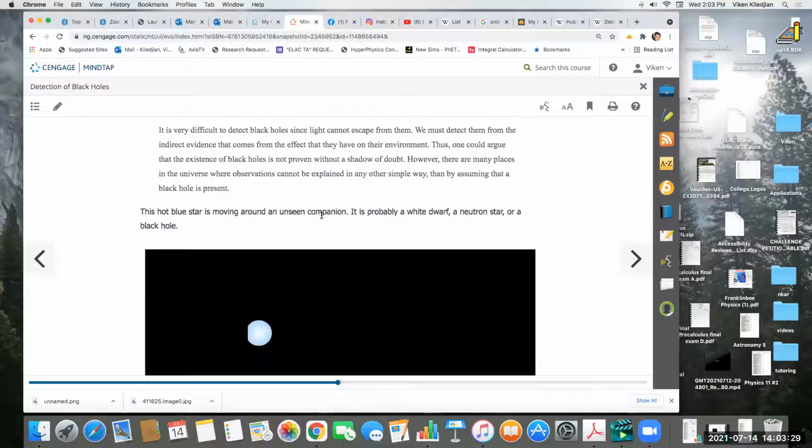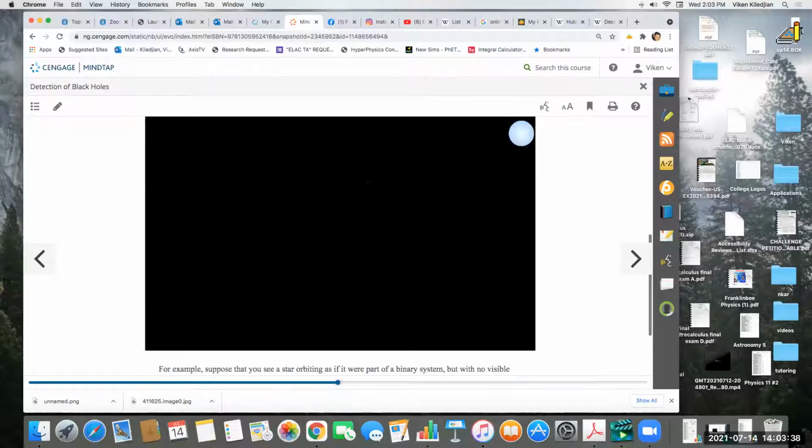This hot blue star is moving around an unseen companion. It is probably a white dwarf, a neutron star, or a black hole. So you see this companion star? Now, what is it rotating around? It might be rotating around the white dwarf, which we usually can see, but they're hard to see. Neutron stars are also very, very hard to see, but if you give it enough time, we can still discover and see neutron stars. But black holes, we just infer their existence. The black hole is probably somewhere around here.